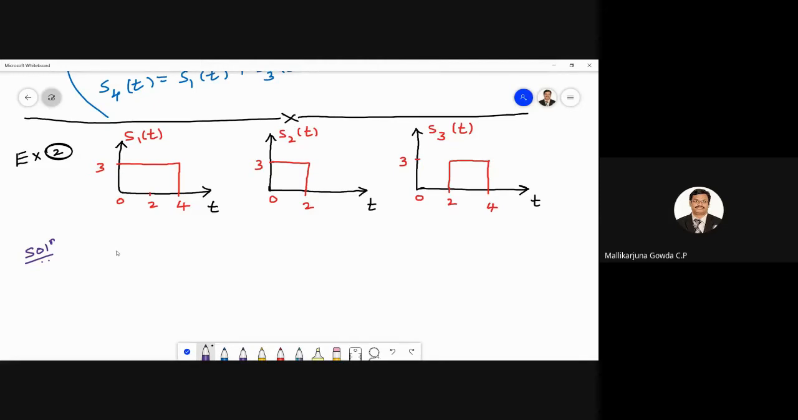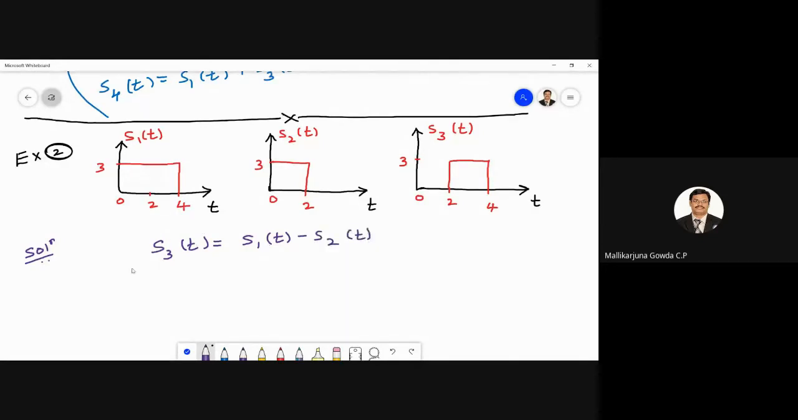So I will note that. Yeah, the first thing is also correct. What Skanda said, we can obtain S1 of t by adding S2 of t and S3 of t. And what Kuberi said, that is also correct. So we can obtain S3 of t, S3 of t will be equal to S1 of t minus S2 of t.